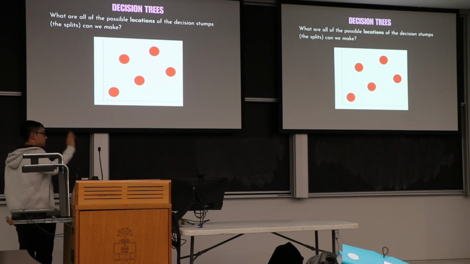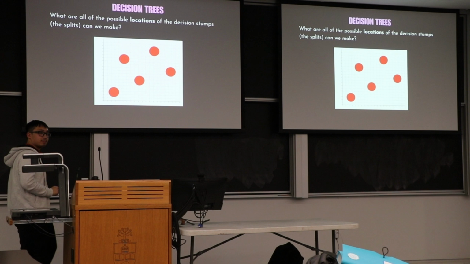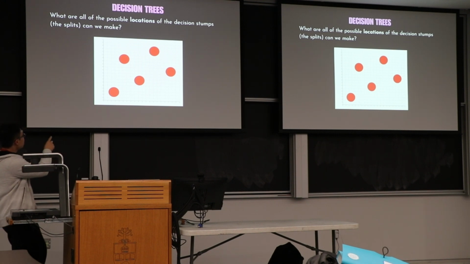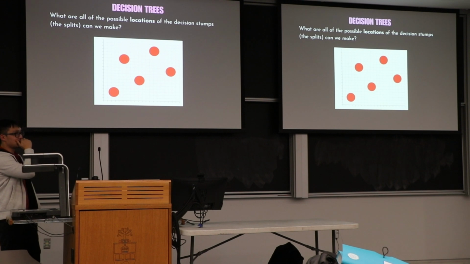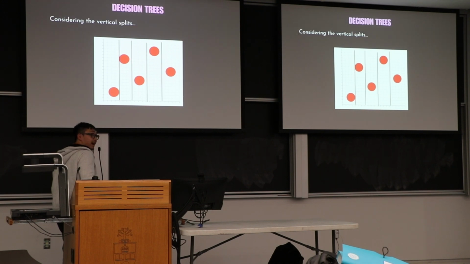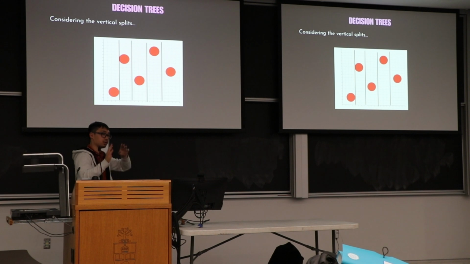If anyone has the answer, just raise your hand up. Yes? 1, 2, 3. It's actually 8, and you'll see why. So let's first partition it by the x-axis. We get 1, 2, 3, 4 possible splits.